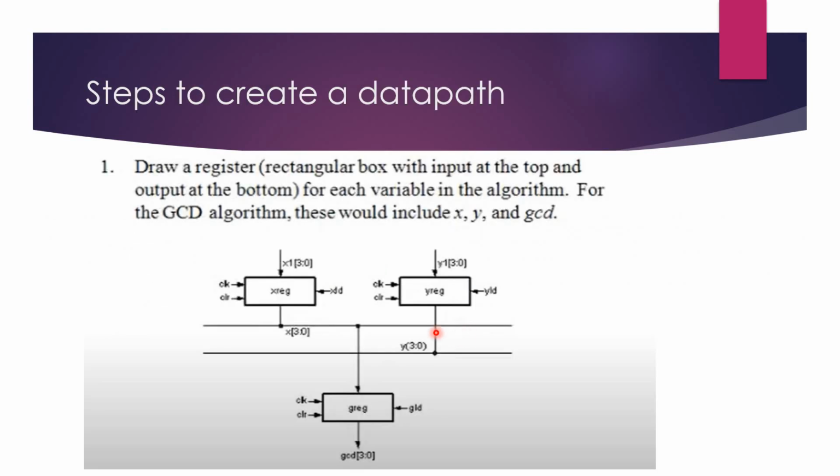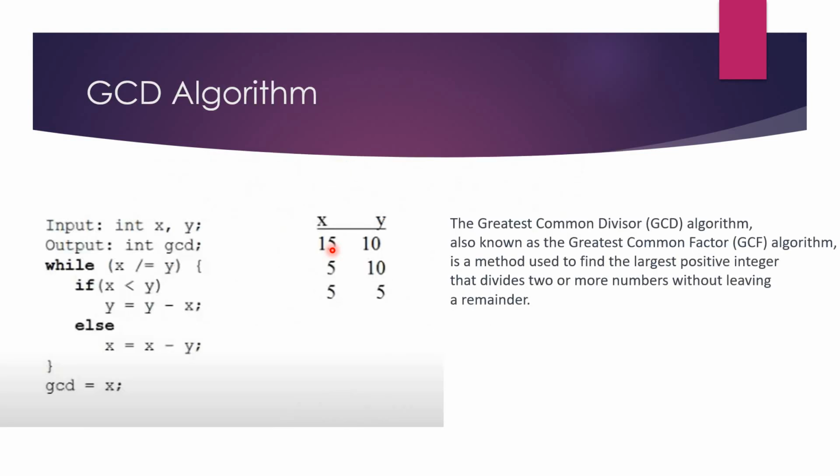Okay. So how do we create a data path? I told you first you have to create a data path. How do you create it? Draw a register. I'll not read again. You have to draw. Write what registers are there. You have two inputs for the GCD algorithm. You need two or more numbers. In this case, we have two numbers, two inputs and one output.